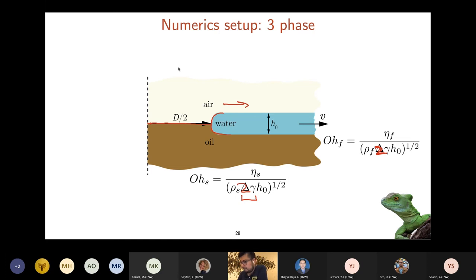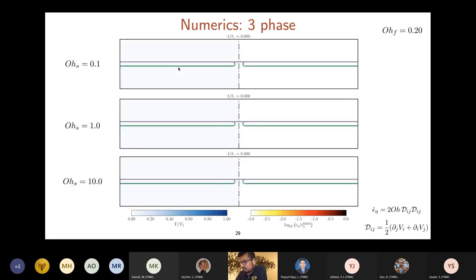Now the assumption that we take, of course, is that at t is equal to 0, as you can see in these snapshots, we assume that there is a precursor film. So this is oil bath again. So this is oil, and we assume that there is a precursor film of oil that covers the entire water drop at t is equal to 0. Okay, and then we let it go. And of course, we have to make a puncture here so that the film would retract. So let's see what happens.